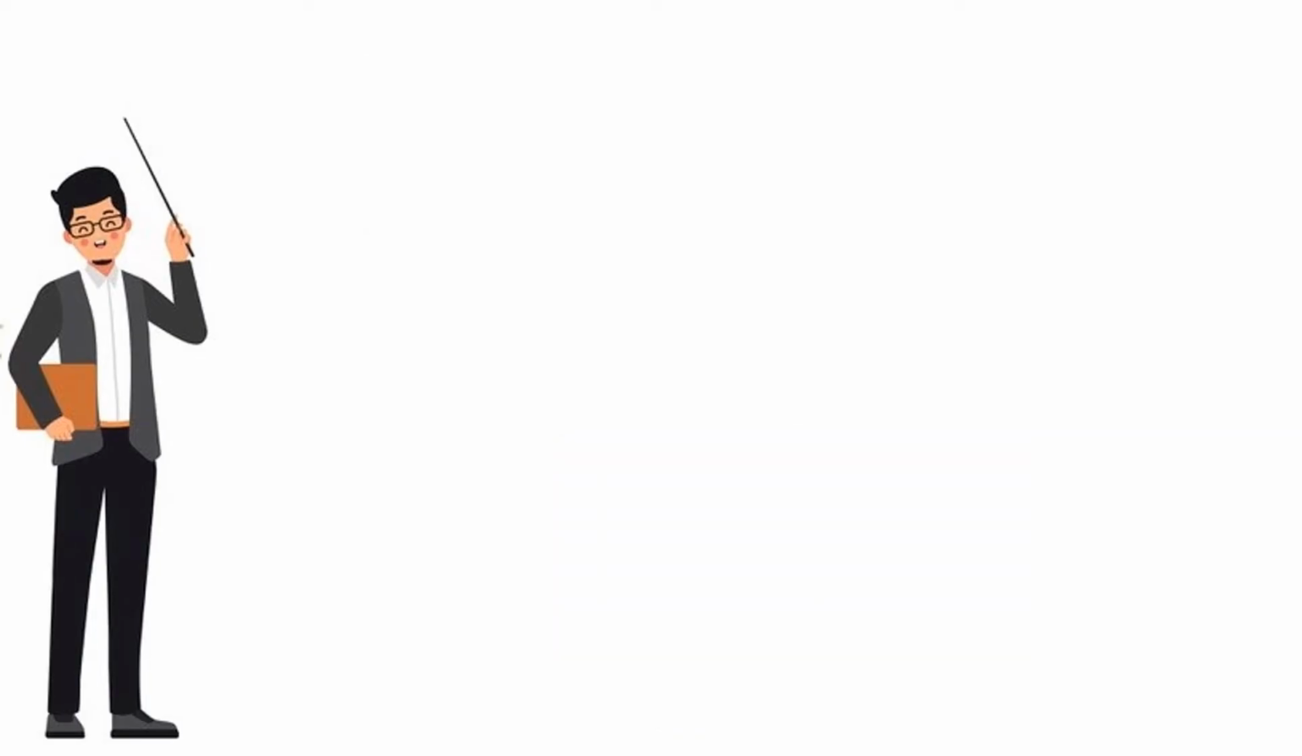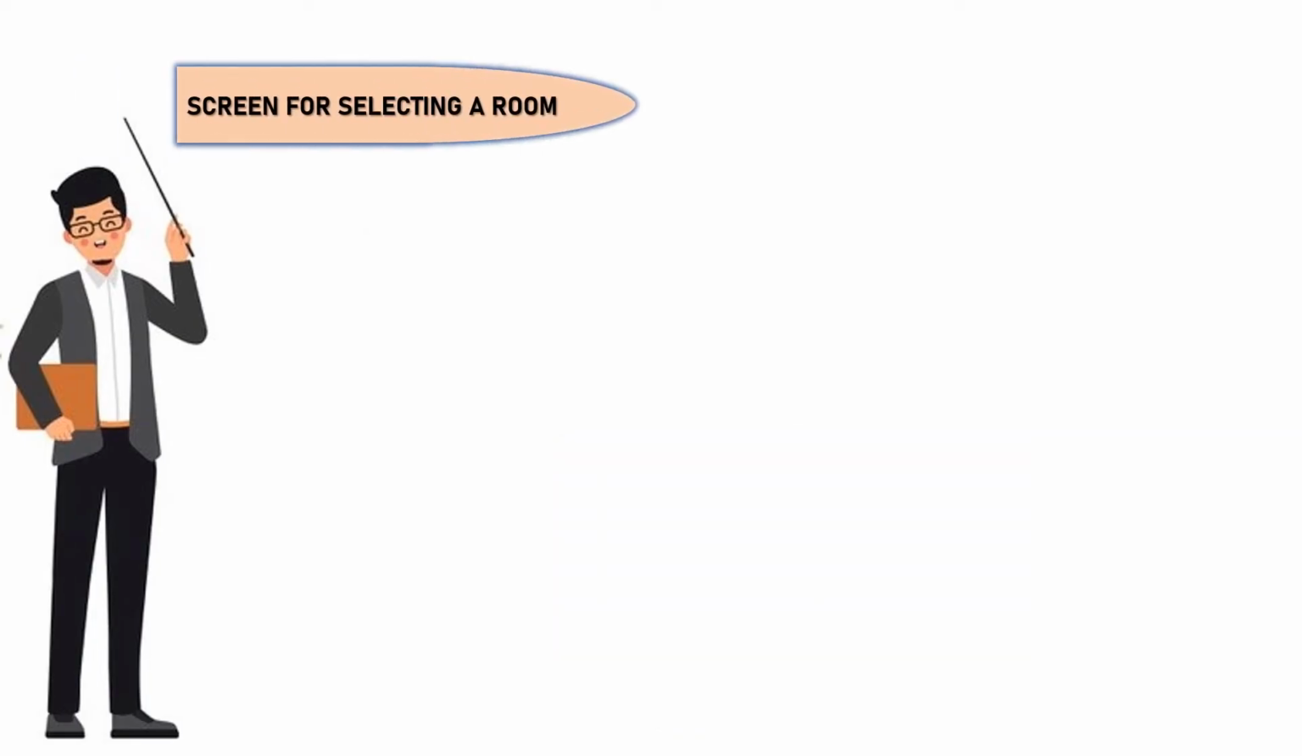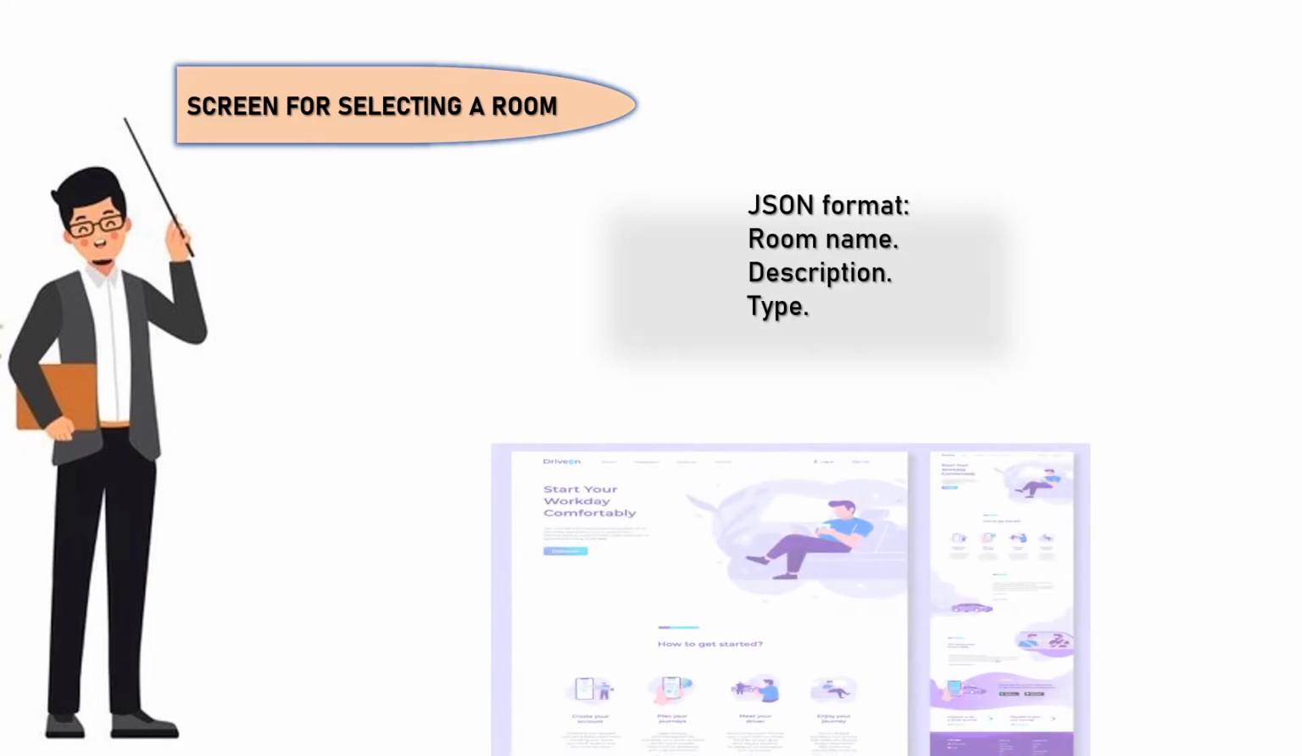Next, screen for selecting a room. The following is stored about the rooms in JSON format: room name, description, type. Each room is represented by a JSON object containing the above-mentioned data for each room.